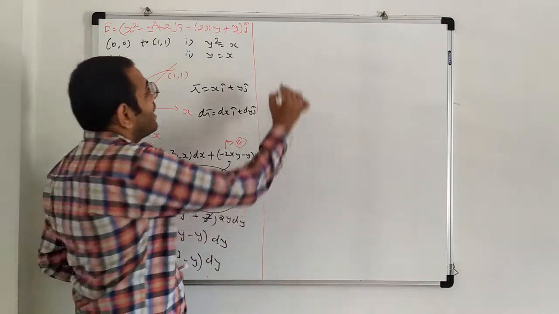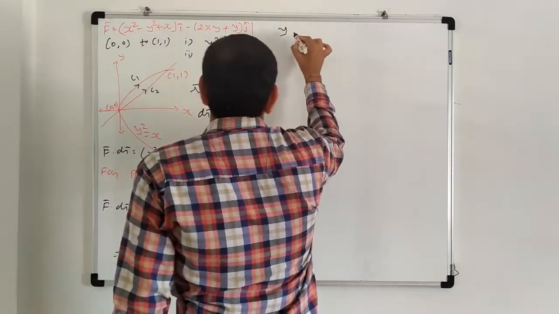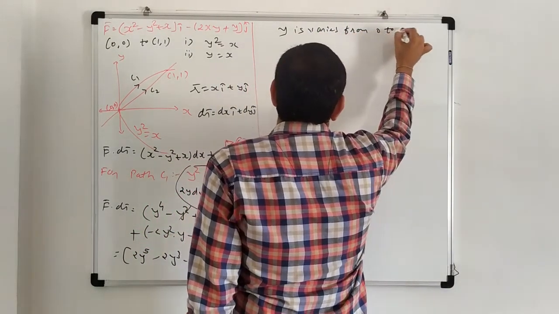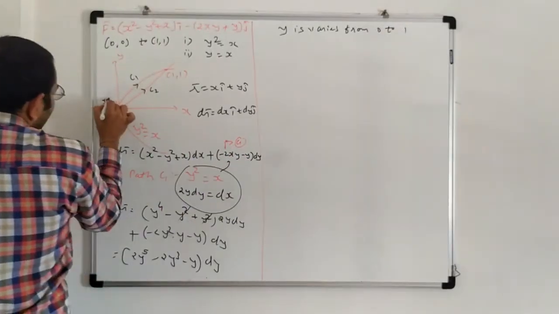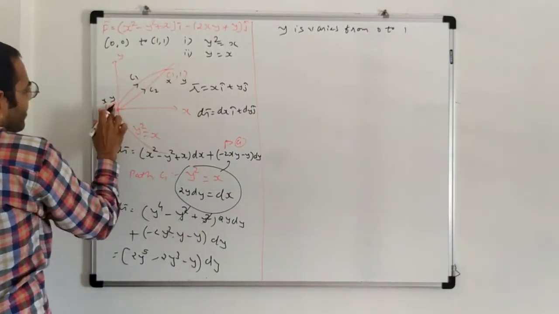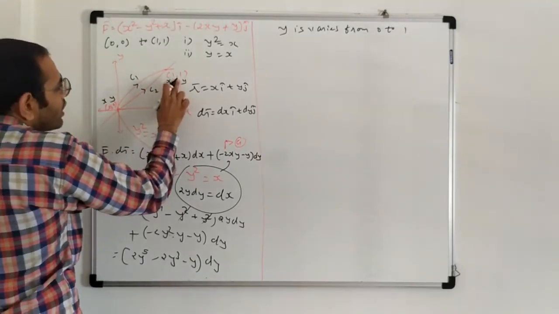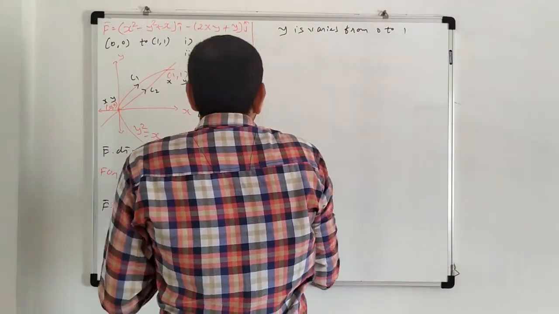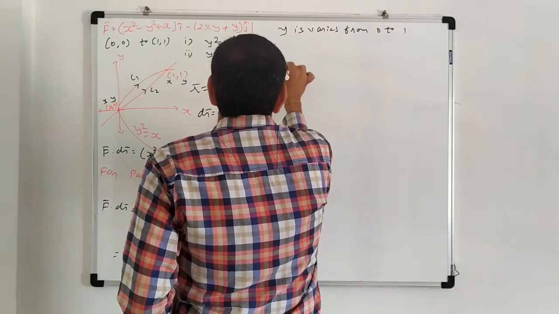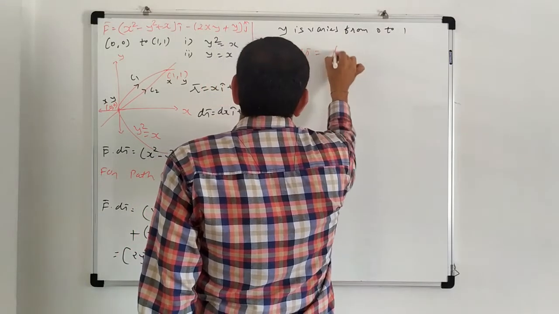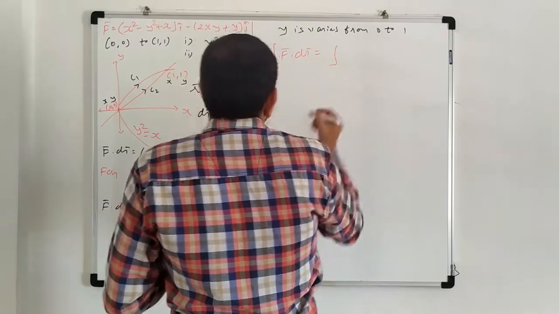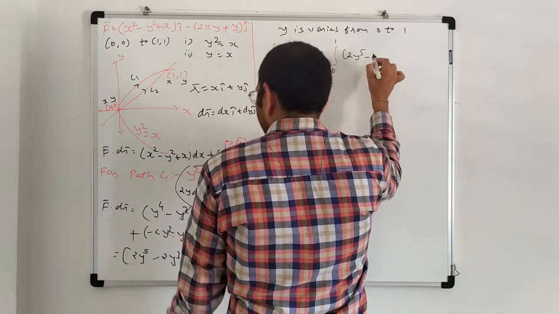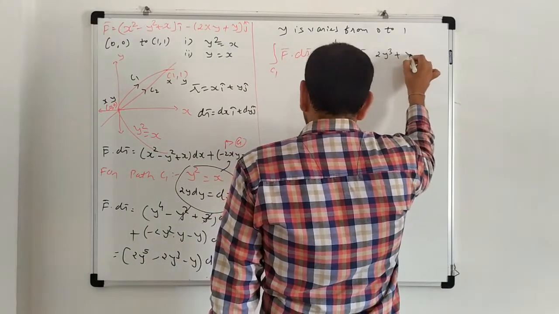Here our F bar is converted in terms of y, and y varies from 0 to 1. First value is indicated by x, second value by y. The limit of y is the initial point 0 and the final point 1. So y varies from 0 to 1. Then according to path C1, the integral over C1 of F bar dr equals the integral from 0 to 1 of (2y raised to 5 minus 2y cube minus y) dy.